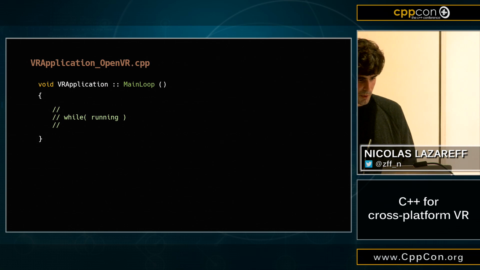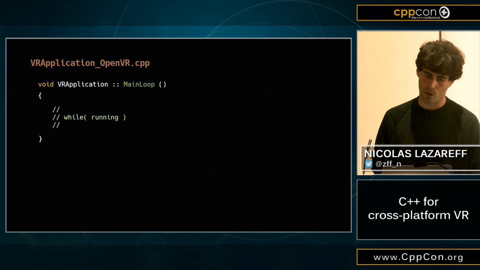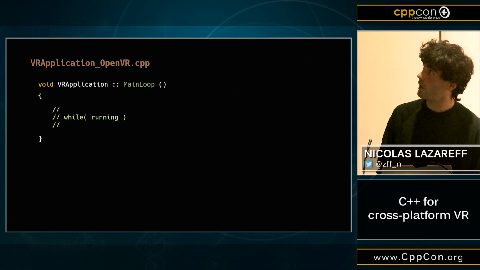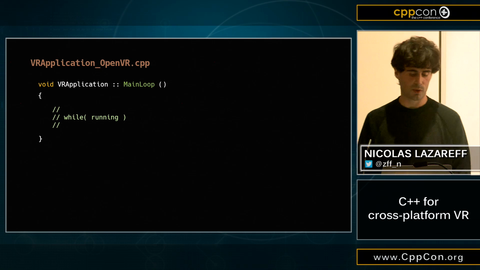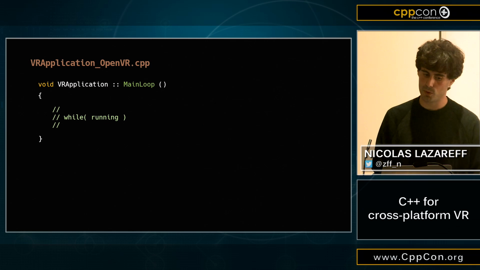So like I was saying a little bit earlier, some of the SDKs provide you a run loop and some don't. OpenVR is one of the ones that don't. And so in this case, our VR application is going to have its own main loop. This will be a standard loop. Effectively it looks like: while the app is running, go do some stuff.